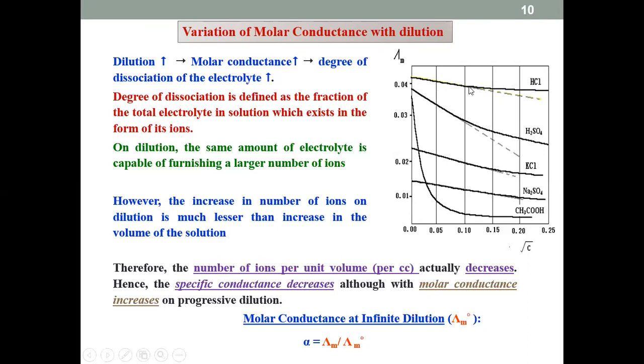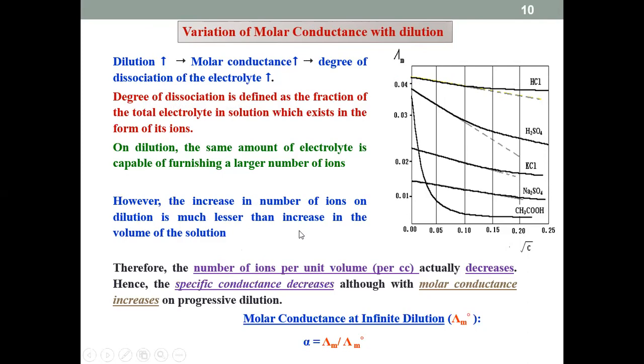So why is it so? The magnitude of increase in the case of strong electrolytes is smaller for the molar conductance because they are completely dissociated initially. The only thing that happens on dilution is that the ions are now more free to move. Their interionic interactions are less. Hindrance to their movement is less, and hence the conductance increases. So that's what we have in this graph, which is discussed right here, right?